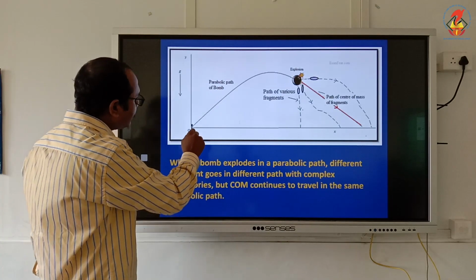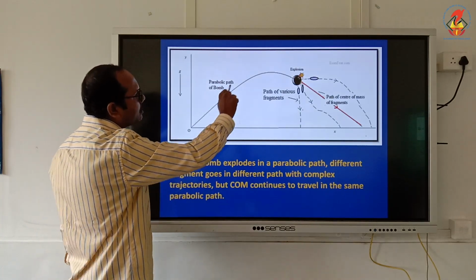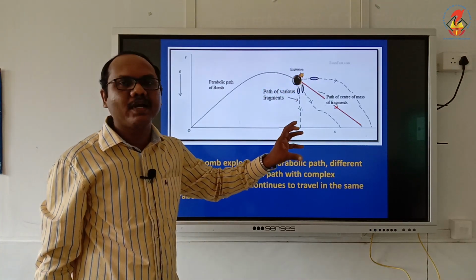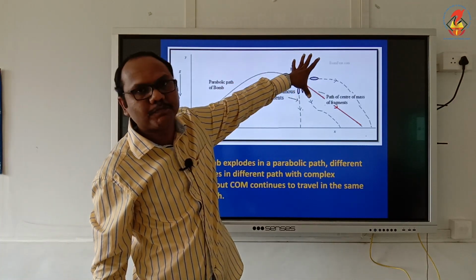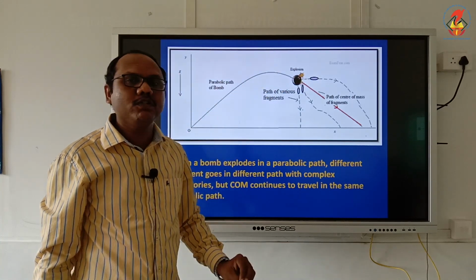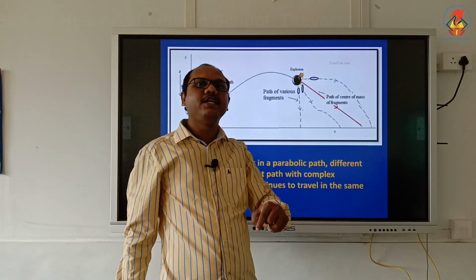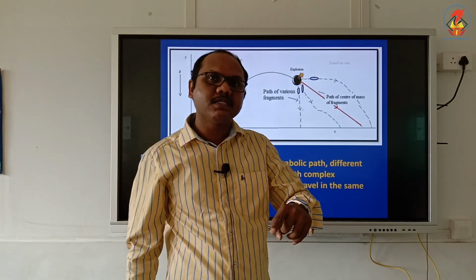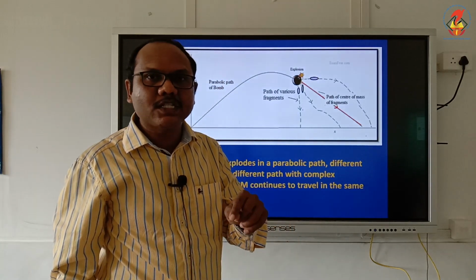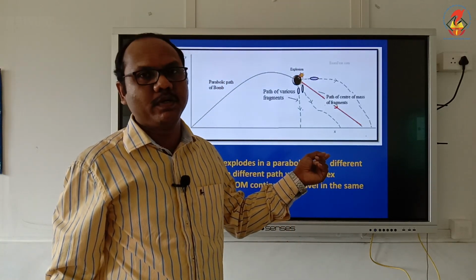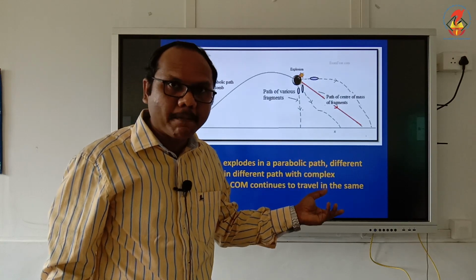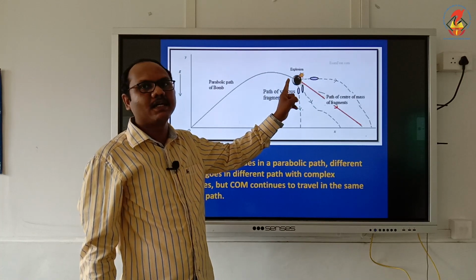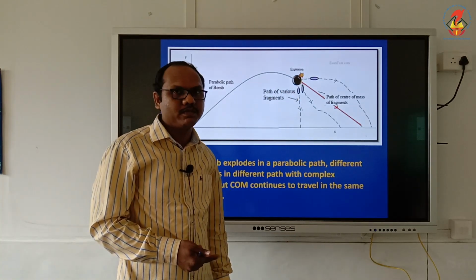The same thing I am drawing here. A shell is going like this. It is moving in a parabolic path, and when it reaches a certain point, it explodes. The explosion is purely due to the internal force, which arises from the chemical reaction that has taken place inside the bomb. So the force of explosion here is purely internal. There is no external force.